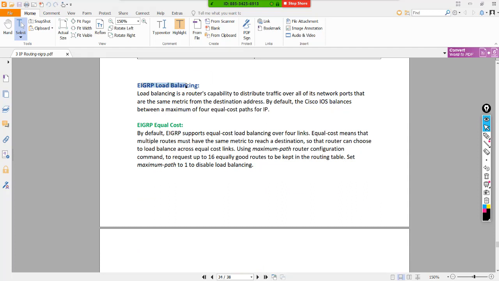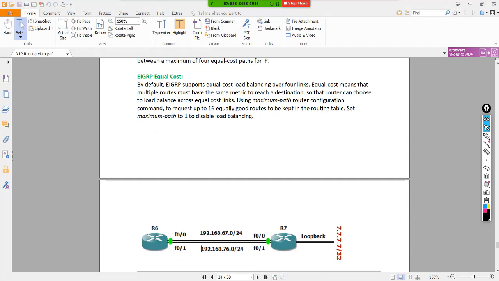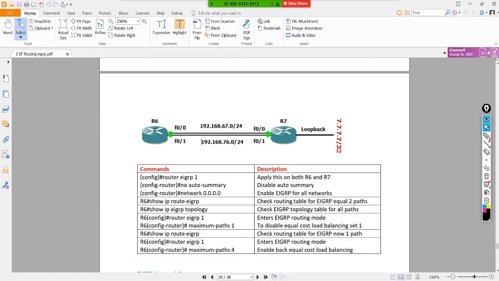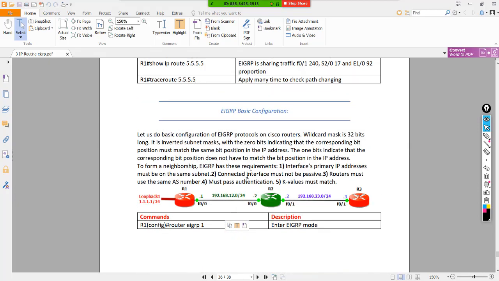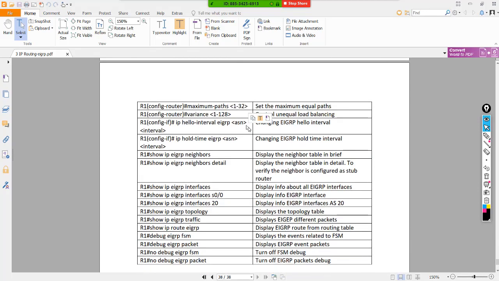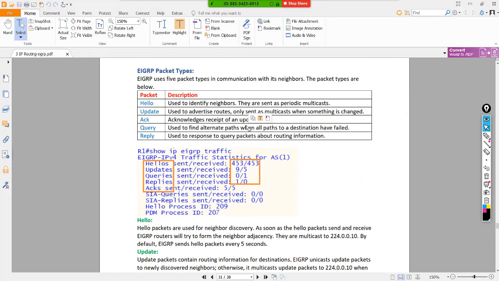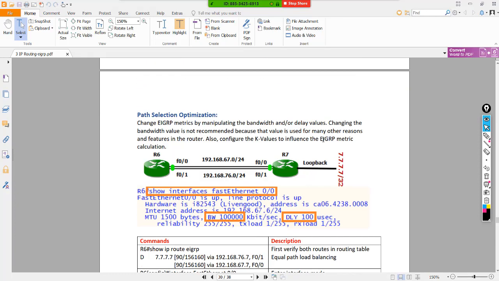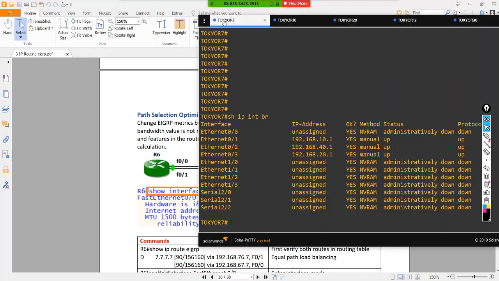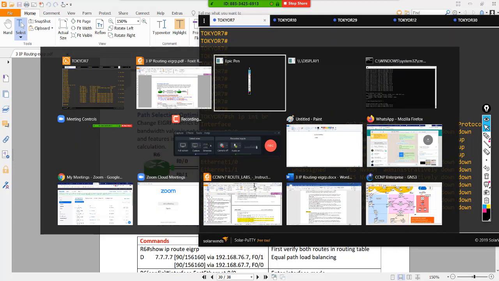Then we have EIGRP load balancing, which is of two types. In the case of EIGRP, it's equal by default, but yes, we can also configure unequal. And then the basic configuration. So these are a few things in EIGRP. Now let me quickly show you the basic configuration of EIGRP in today's class, and the rest will be taken up in the next class. I don't want everything in one class, and then at the end we realize that we were a little too fast.